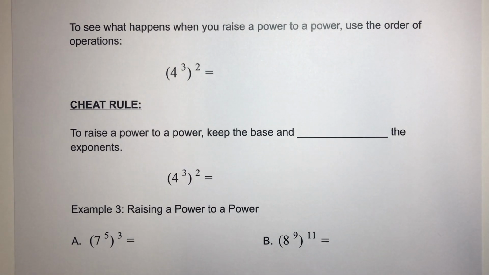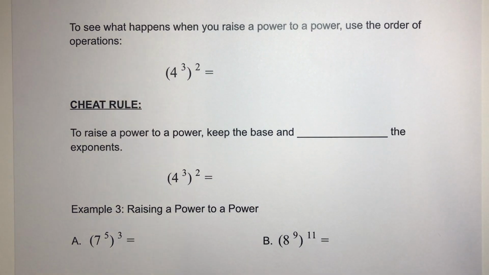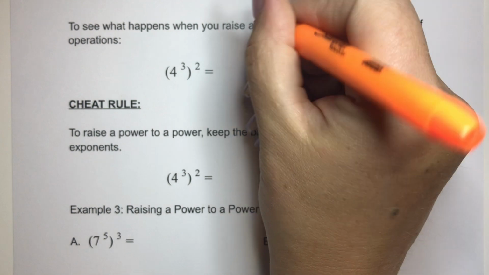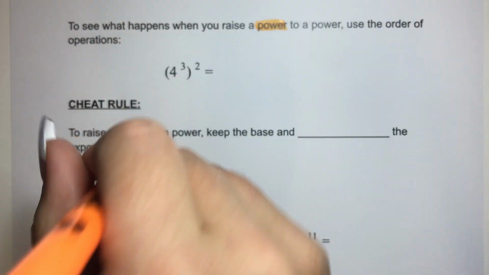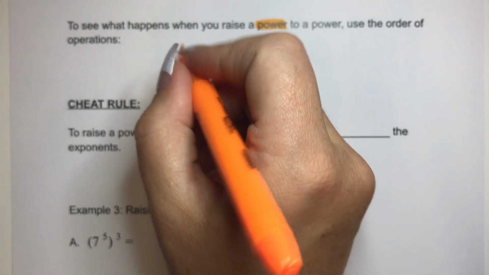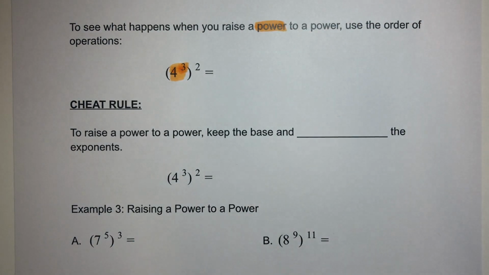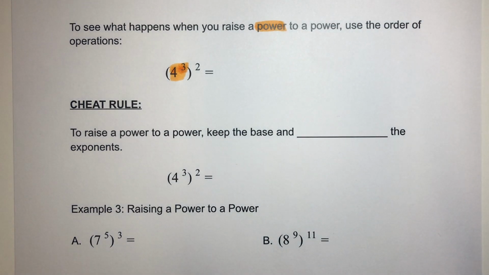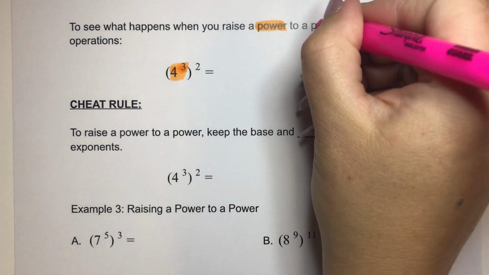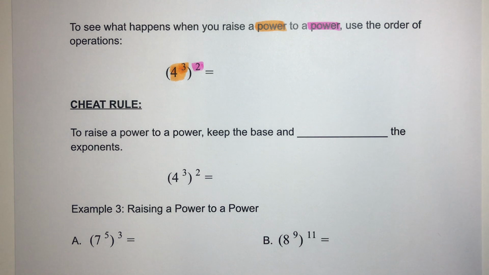So to see what happens when you raise a power to a power, use the order of operations. When it's talking about a power, it's talking about this right here, right? That's our exponent. This whole thing is our power, and it's being raised to a power. So it's a power being raised to another power, and it's just separated by that parentheses.